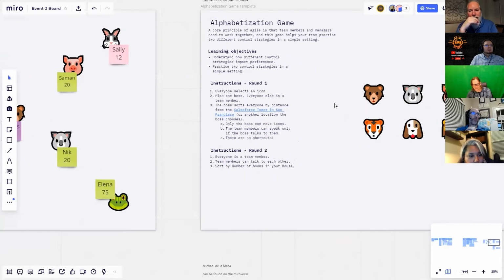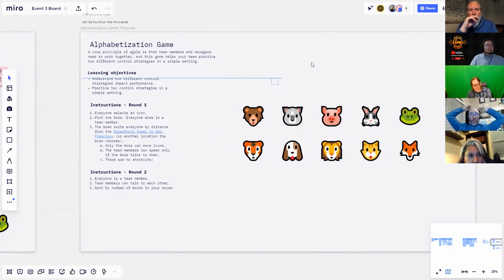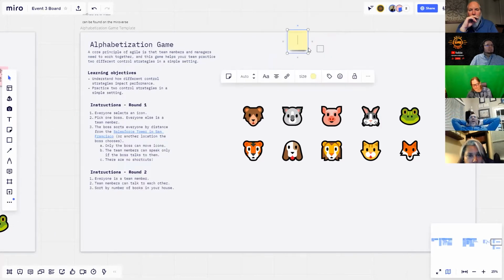So I was just going to say, for the sake of this facilitation, that the top of the board, I'm just going to go ahead and put a sticky note. So this sticky is the tower or the location that you are choosing, however that is.